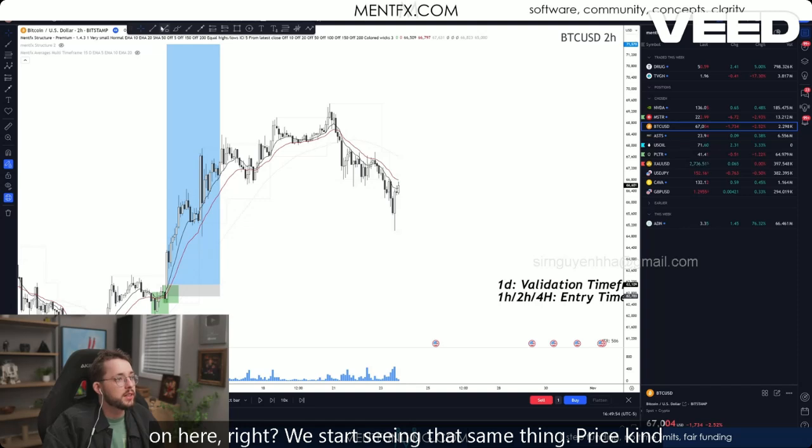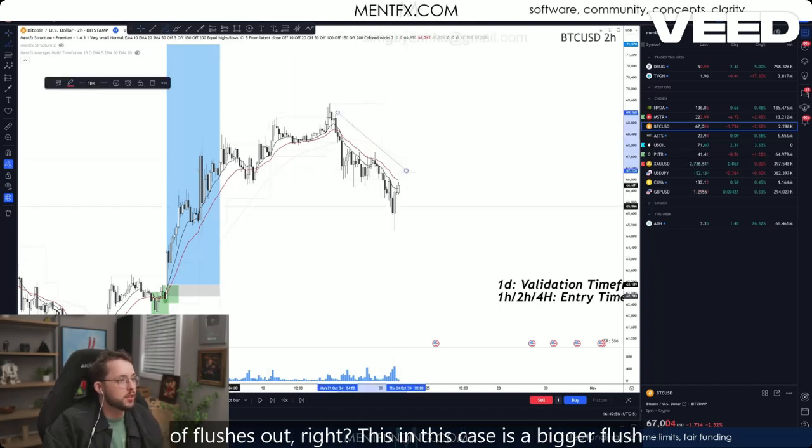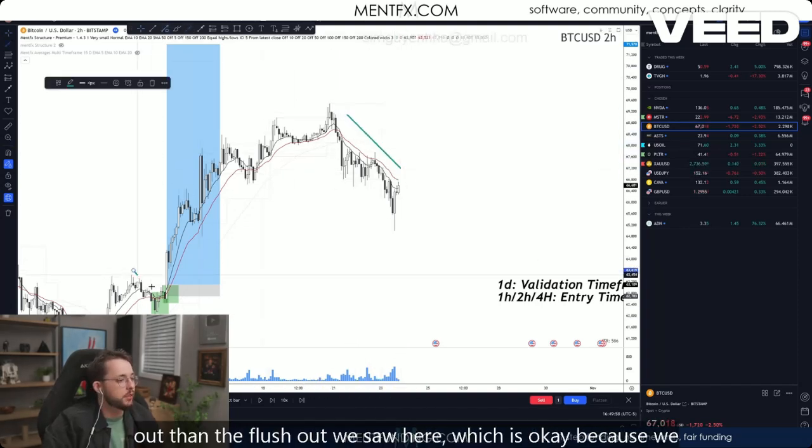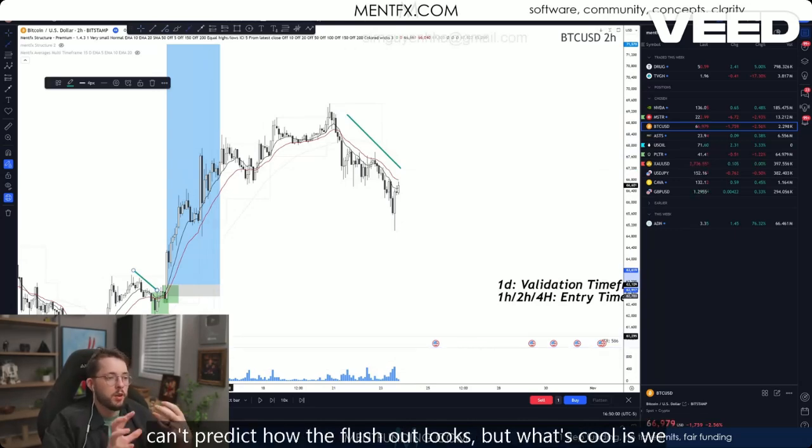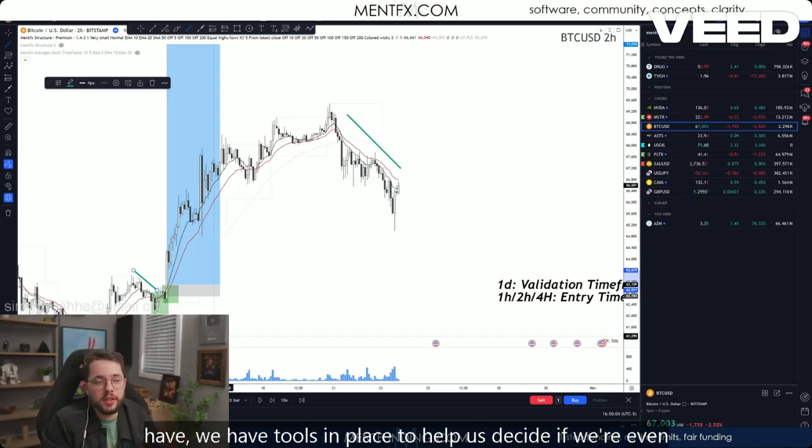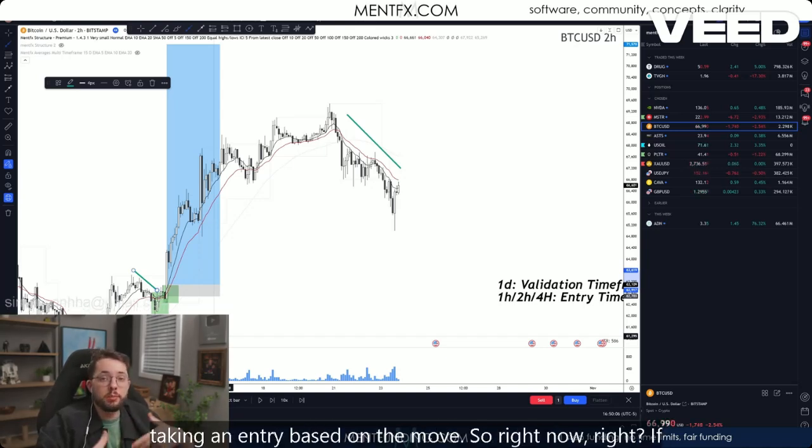We start seeing that same thing. Price kind of flushes out, right? This in this case is a bigger flush out than the flush out we saw here, which is okay because we can't predict how the flush out looks, but what's cool is we have tools in place to help us decide if we're even taking an entry based on the move.